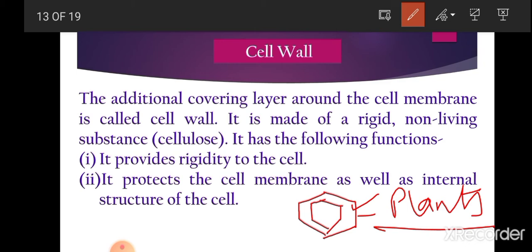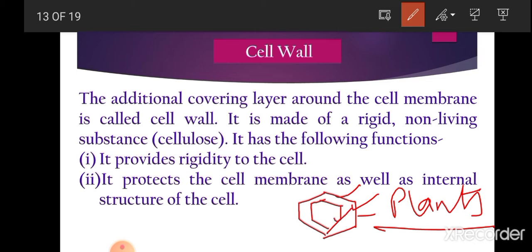The cell wall is absent in animal cells. So in animal cells you will get cell membrane or plasma membrane only. In plants you will get cell wall as well around the cell membrane. In plant cells you will get cell wall, and just below the cell wall you will get cell membrane.